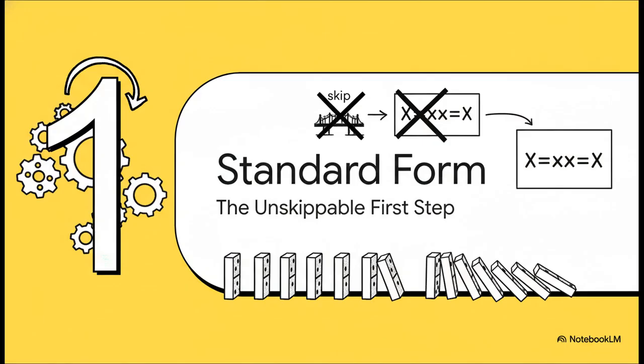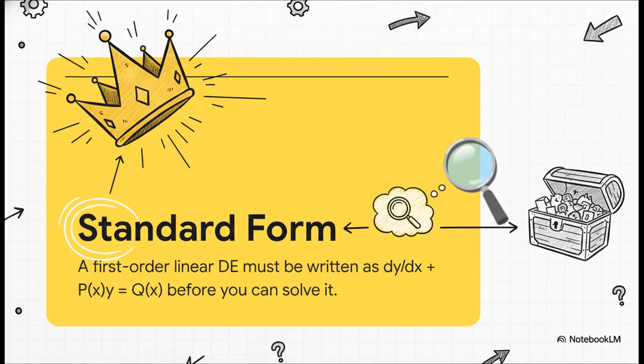Seriously, think of it like the first domino. If you get this wrong, everything else that you do is just going to topple over. And this step is all about putting the equation into what we call standard form. Okay, so this right here, this is the golden rule. Your equation has to be in this exact format. And the most important part, the part everyone forgets, is that the coefficient of dy/dx has to be 1, just 1. This is totally non-negotiable because it's the only way you can correctly identify the two key players in this whole thing, P(x) and Q(x).